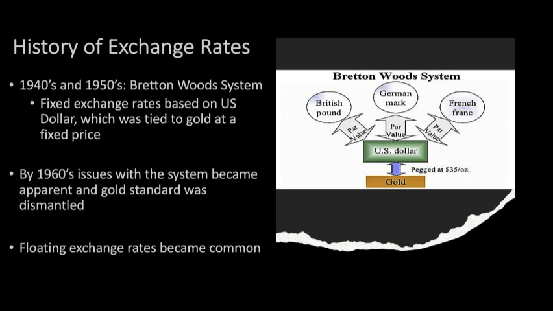To understand floating exchange rates, we must revisit the mid 20th century when the global economy relied on the Bretton Woods system. Established in 1944, the system fixed exchange rates by pegging major currencies to the US dollar, which was tied to gold at a fixed price of $35 per ounce. This arrangement aimed to stabilize international trade and prevent competitive devaluations.